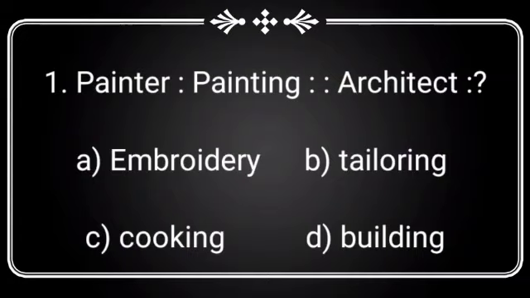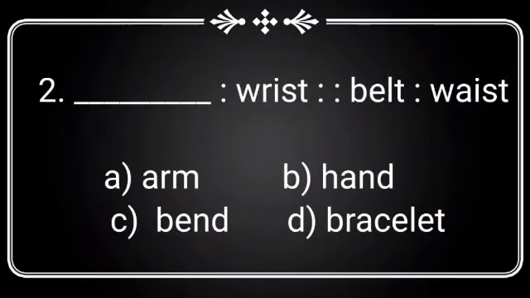Painter : painting, architect : question mark. Options are embroidery, tailoring, cooking, building. So what is the answer? Architect, building. Building.